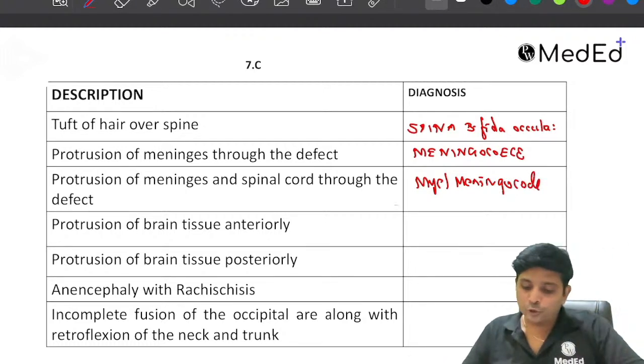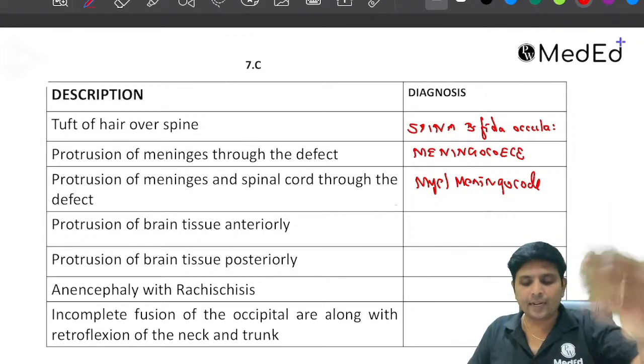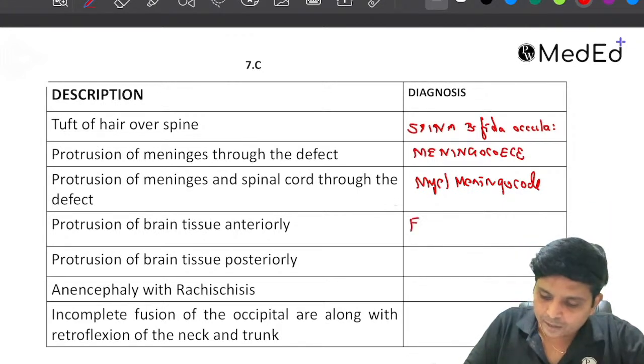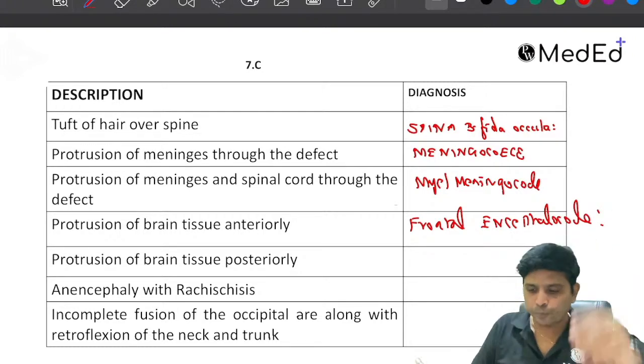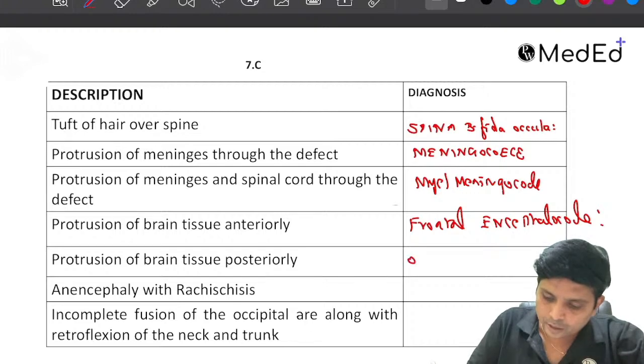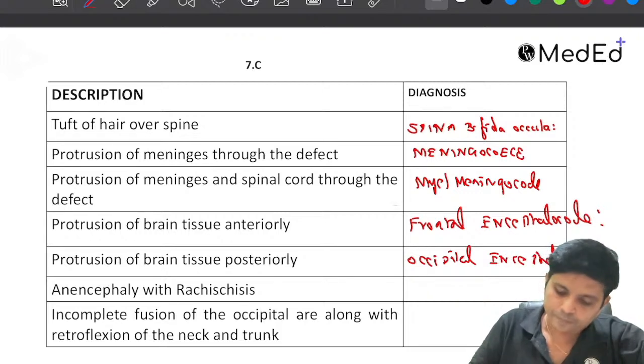Protrusion of brain tissue anteriorly is called frontal encephalocele. Whereas protrusion of brain tissue posteriorly is called occipital encephalocele.